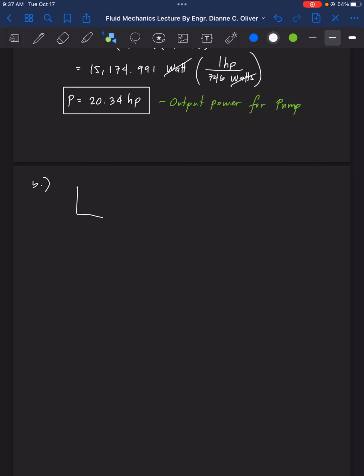For letter B, let's redraw the part here. So this is our water. So our water is at elevation 20.8 meters, and then this our point 1 is at elevation 0. So this is the cut portion.